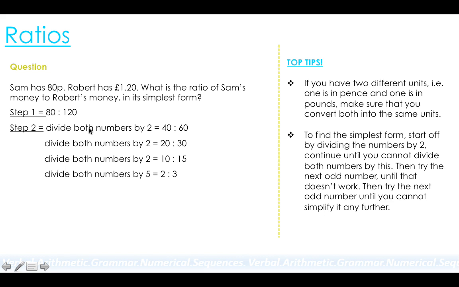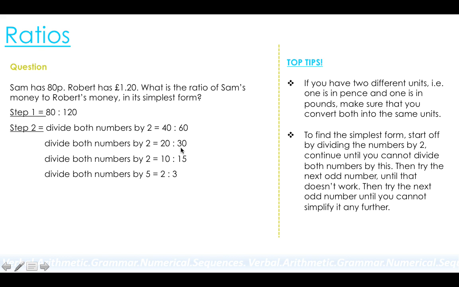So in order to simplify it, we need to find numbers that go into both in order to put it into its simplest form. You can start this off with any numbers that you are given. If they can be divided by 2, then do so. So 80 divided by 2 would give you 40, and 120 divided by 2 would give you 60. So you are left with a new ratio. Let's divide it by 2 again: 40 divided by 2 would give you 20, and 60 divided by 2 would give you 30.